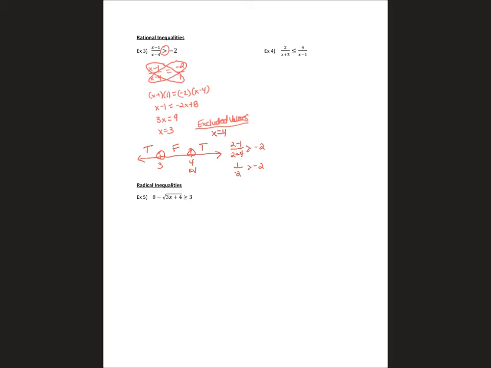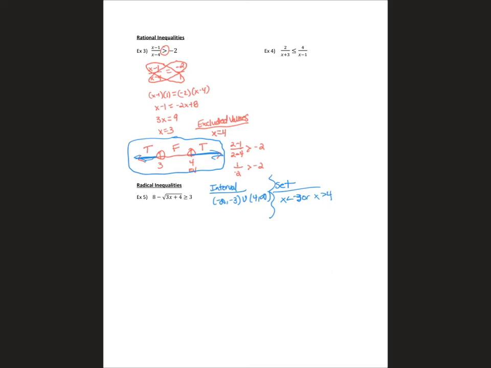So the intervals that are part of our solution set are from negative infinity to 3, as well as 4 to infinity. So this would be my solution set represented by a number line. And then in terms of interval notation, we would have negative infinity to negative 3, union 4 to infinity. Set notation would be x is less than negative 3, or x is greater than 4.